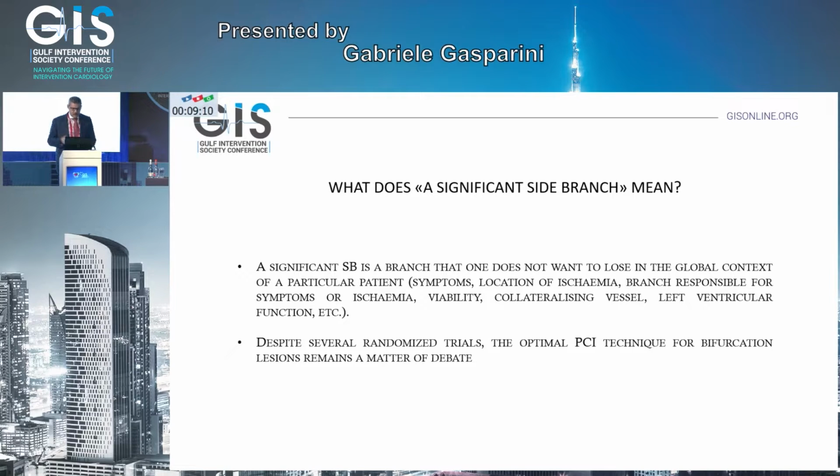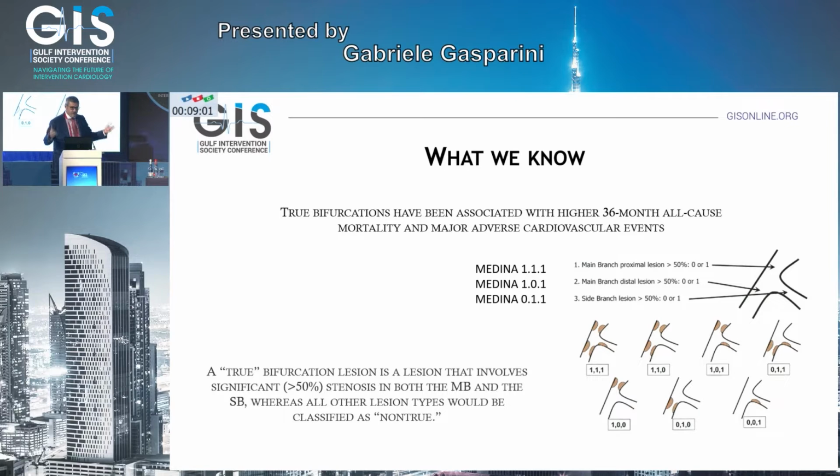Despite several randomized trials, as we have already seen in the previous presentation, the optimal PCI technique for bifurcation still remains a matter of debate, and this is the right session to debate it. What we know is the definition of true bifurcation thanks to the Medina classification, and that true bifurcations have been associated with higher all-cause mortality and MACE. So we have to deal with this kind of bifurcation in the right way.